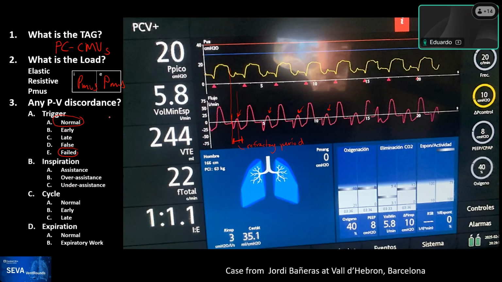So, I saw several members of the audience talk about how there was essentially a 50-50, or one-to-one, amount of normal trigger and then failed triggers, and that the respiratory rate of this patient, even though here it says 22, is actually probably higher than that, so double of that. Now, let me ask you about inspiration. Is there assistance, over-assistance, or under-assistance? How would you rate this interaction?